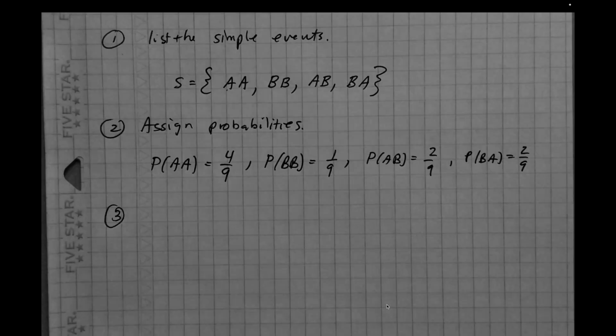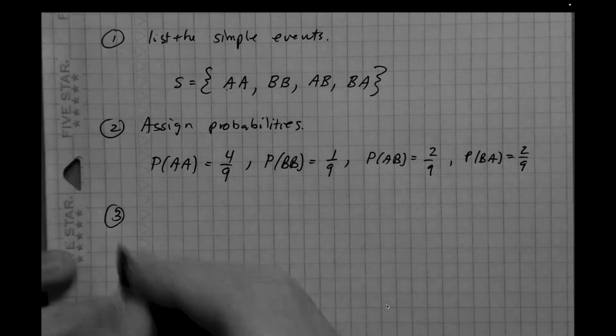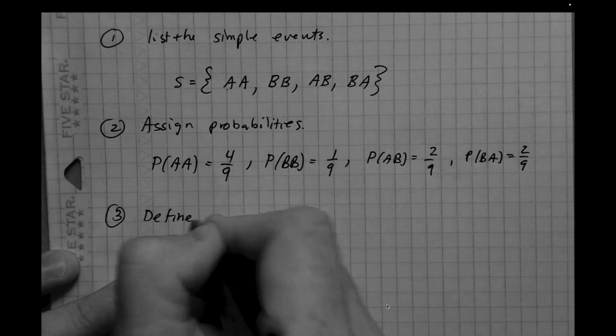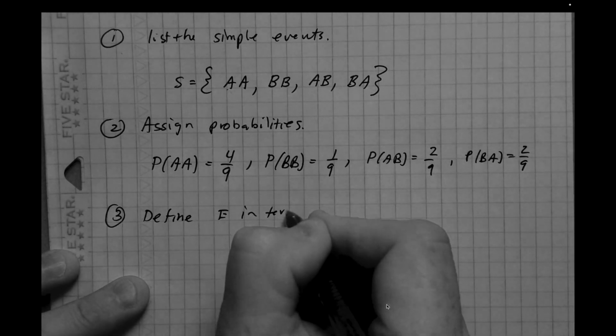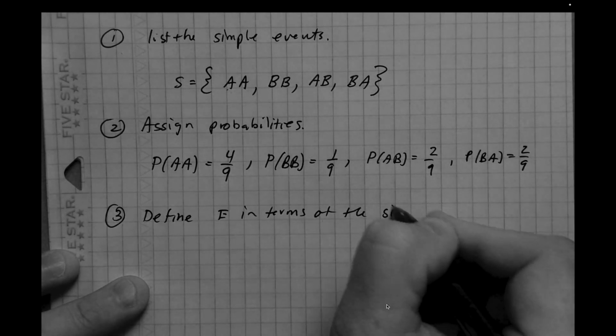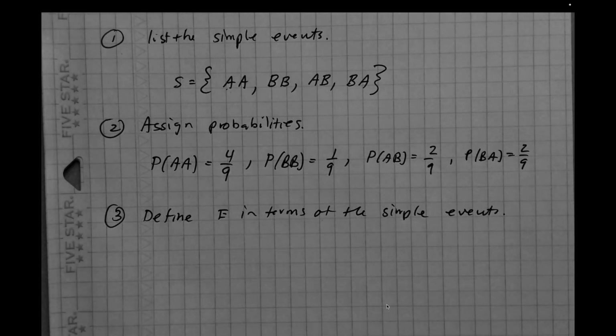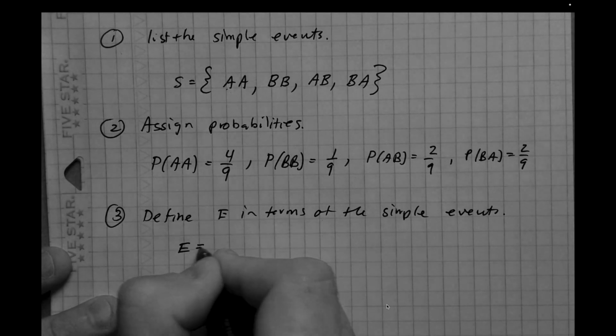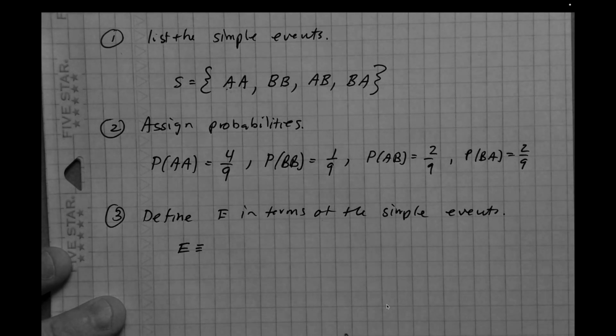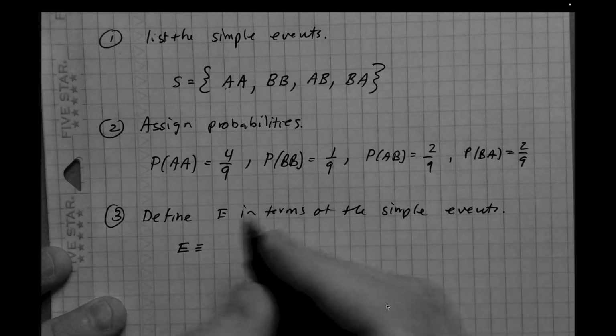And step 3 then is to define, here we'll say it's event E, just to keep the confusion from the E's and the A's and everything. So define the event E of interest in terms of the simple events. Okay, and so what did we say E was? E was the event of A winning at least one match.